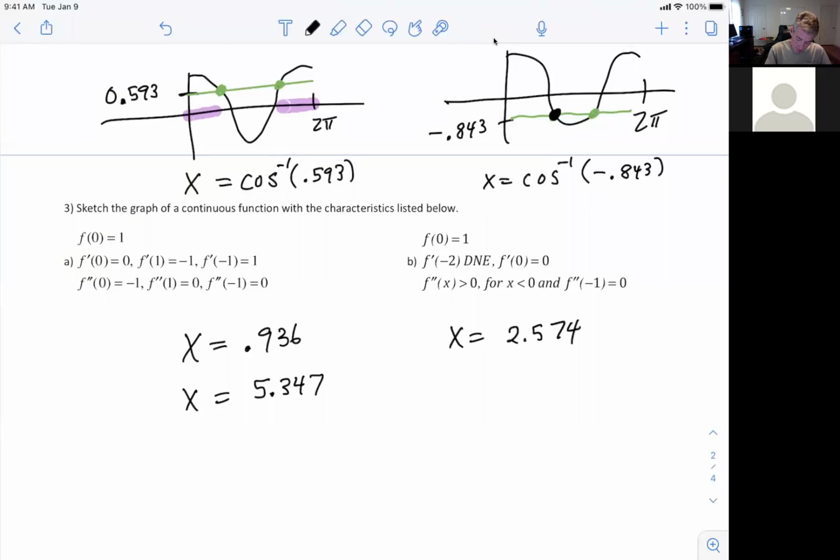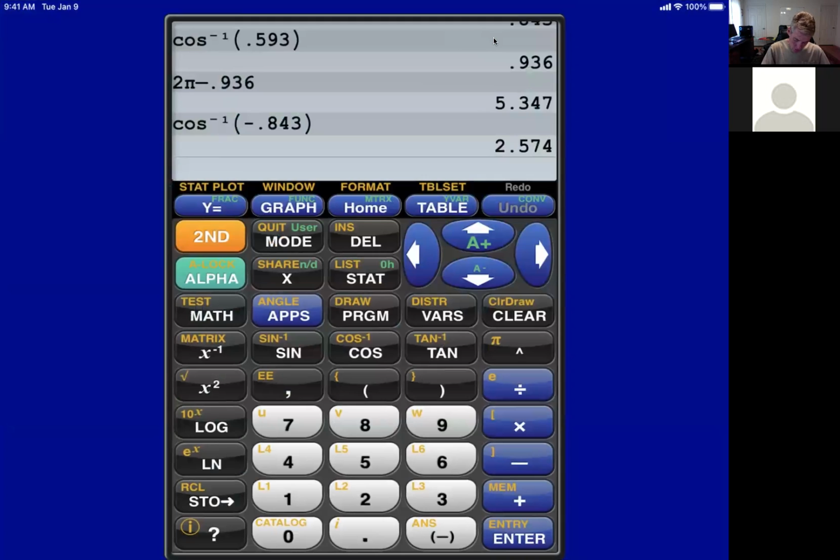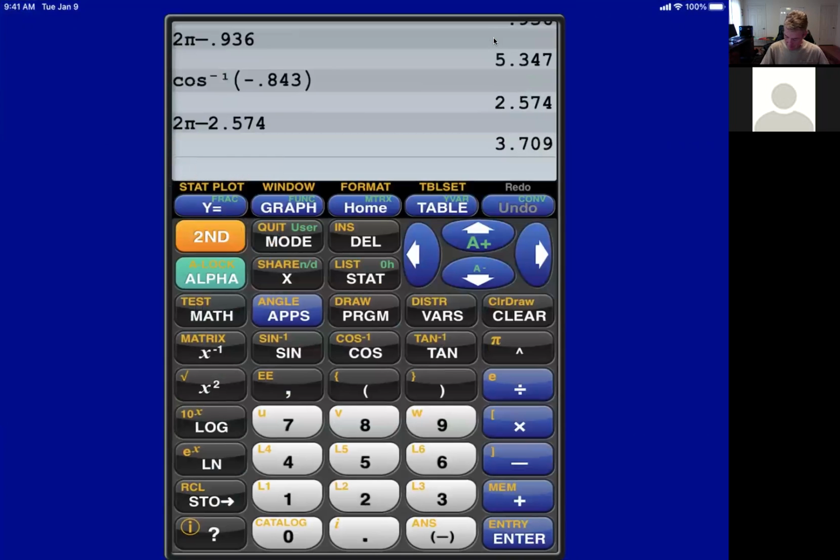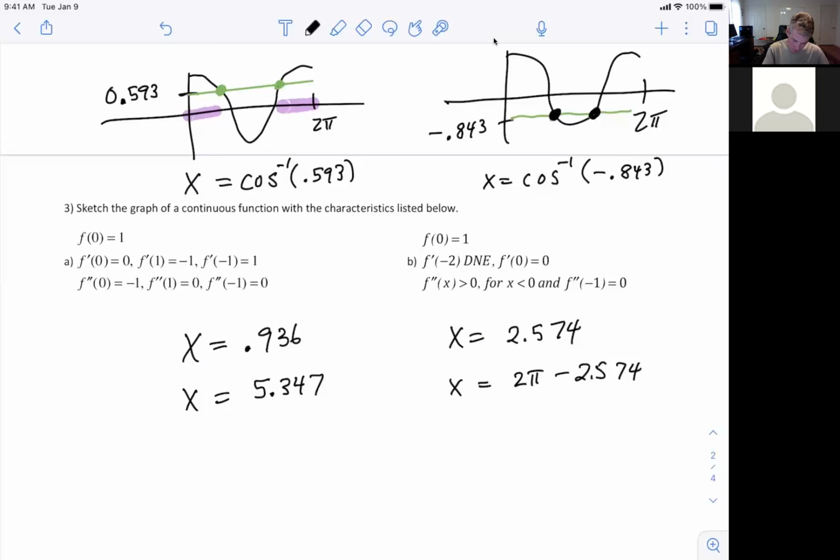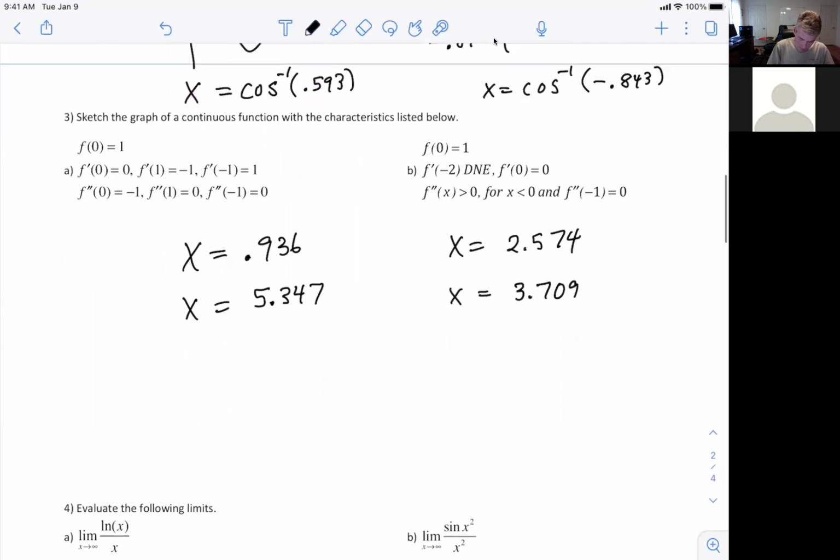And then you could do the same thing to find this fourth answer, go 2 pi minus what I just got. So 2 pi minus 2.574. 2 pi minus the 2.574. 3.709. And that's the fourth one. So 3.709. And let me see, this is actually the smallest one, and this is the next one.